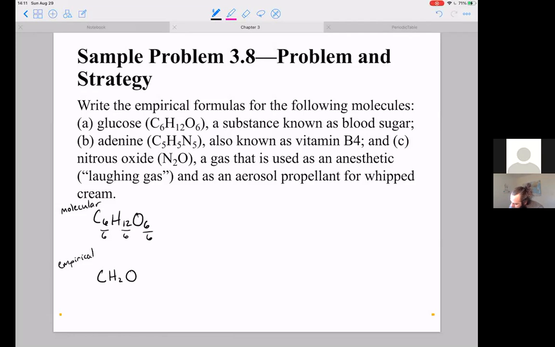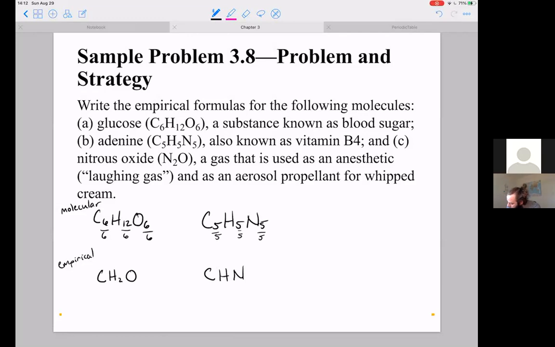All right, and our next example, vitamin B, is C5H5N5. That would be the molecular formula. What would be the empirical formula? Again, I'm just going to reduce those. Common divisor, that's what it's called. And that would be CHN, because I can take each one of these and divide them by 5.